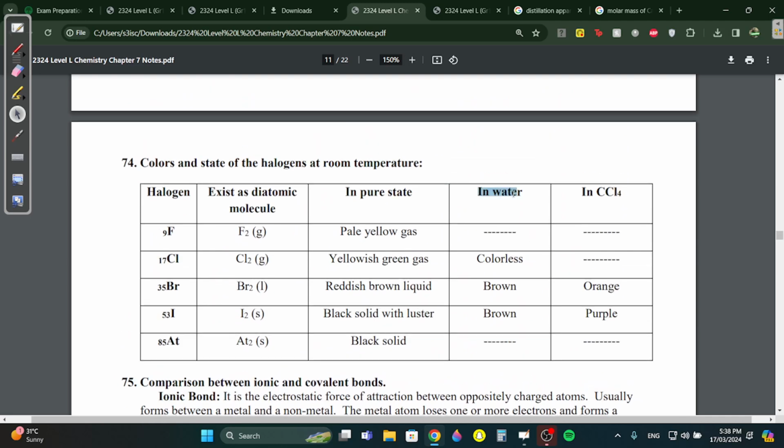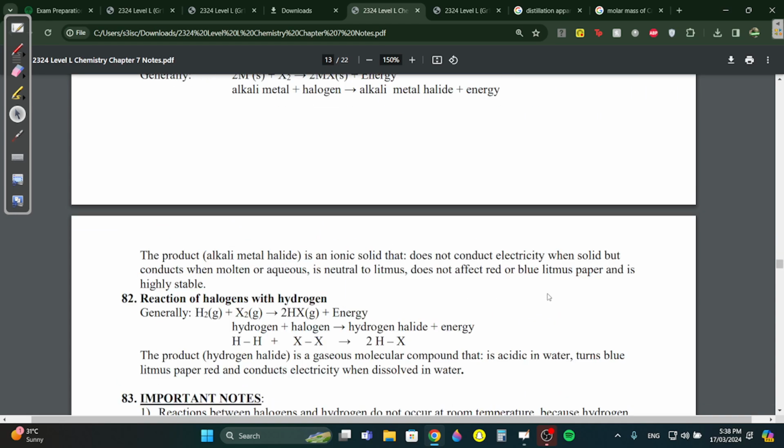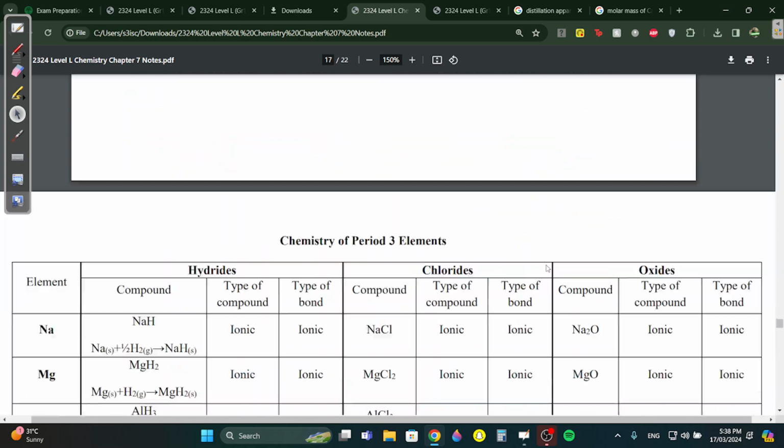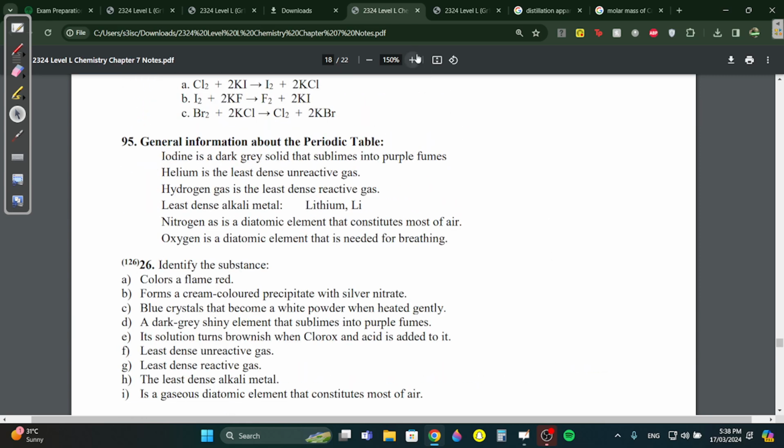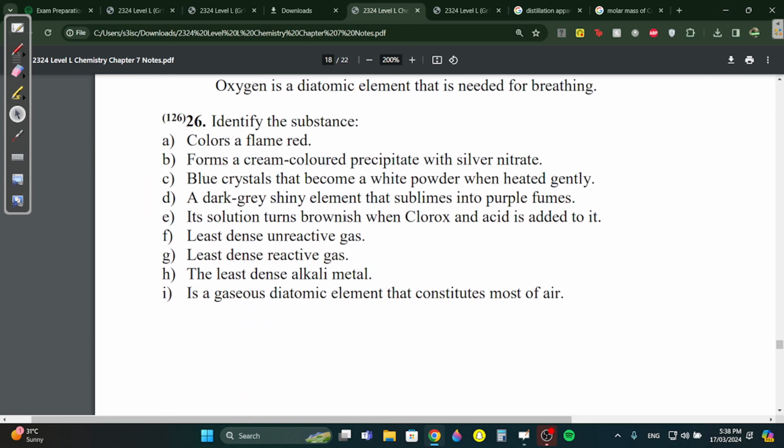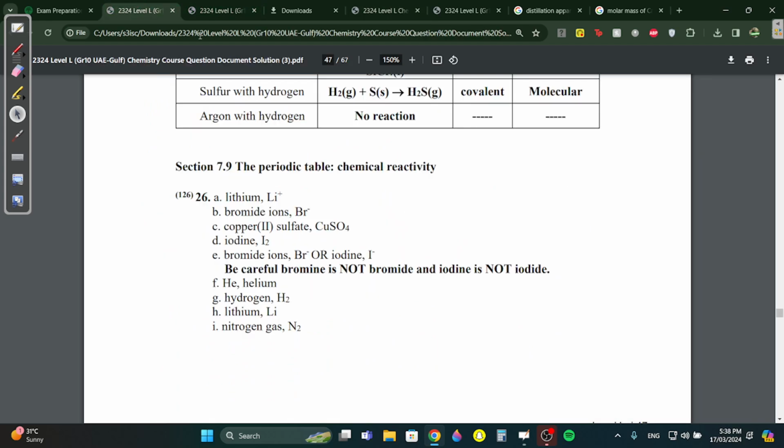In water, meaning Clorox. Remember, bromine and iodine are both brown. So when it turns brown, it's either iodine or bromine. But you have to be careful since we're talking about ions. You have to say iodide and bromide. You're not allowed to say just iodine or bromine.